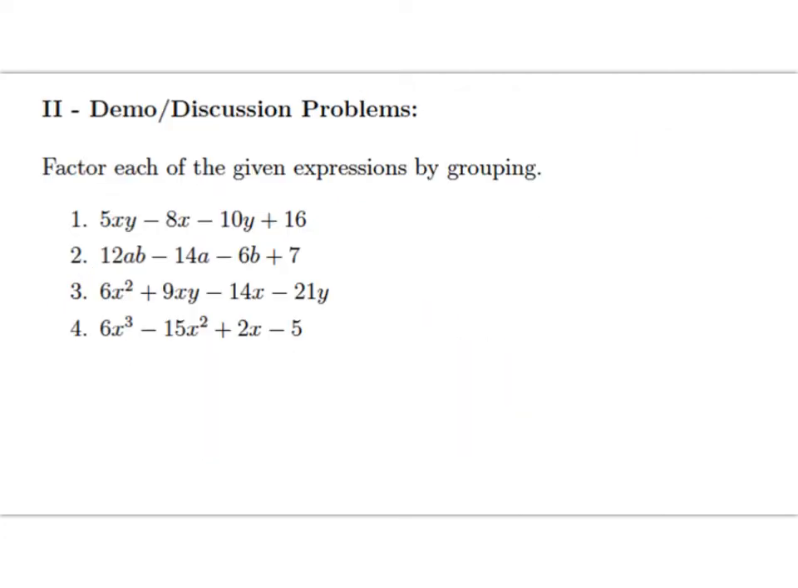Now what we're going to do is we're going to factor each of these examples by grouping. Notice how in questions 1 through 4, they each have 4 distinct terms. If you see a problem like this where you have 4 different terms that cannot be combined, you have to factor by grouping. There's no other way to do it. Okay, so let's get right into it.